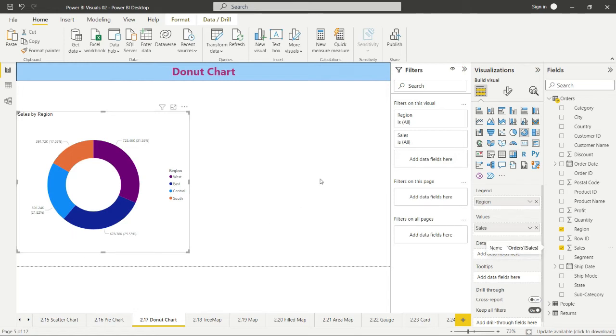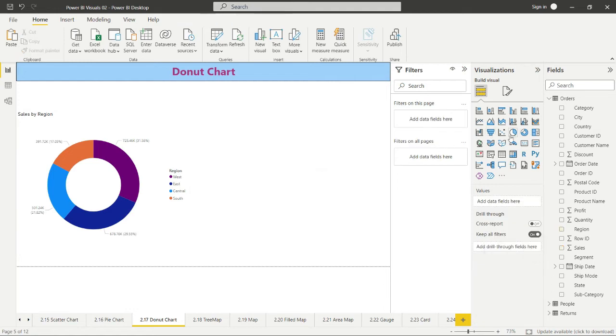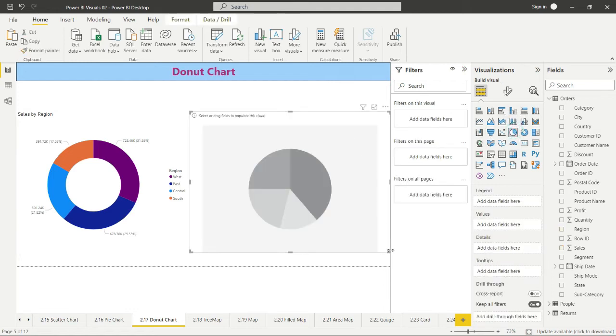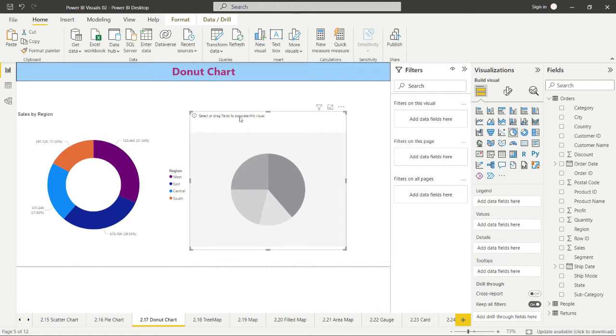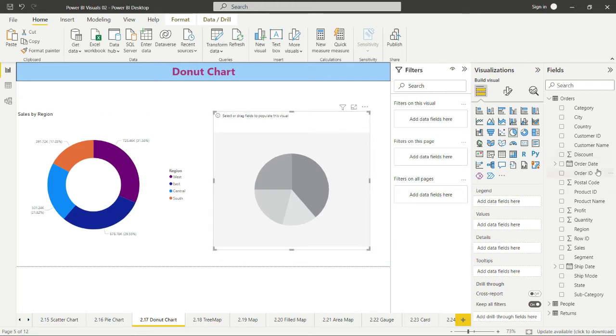Now we'll make one pie chart as well here. Sales.